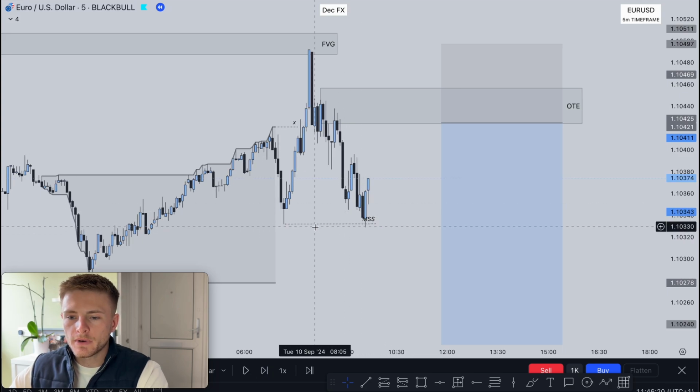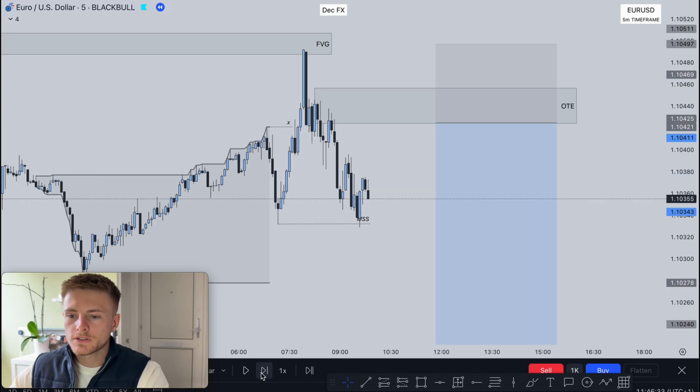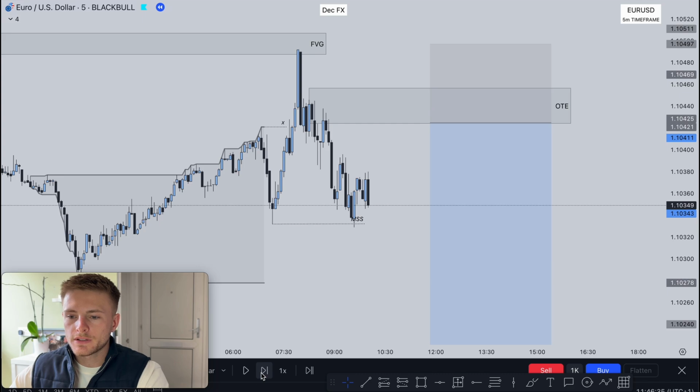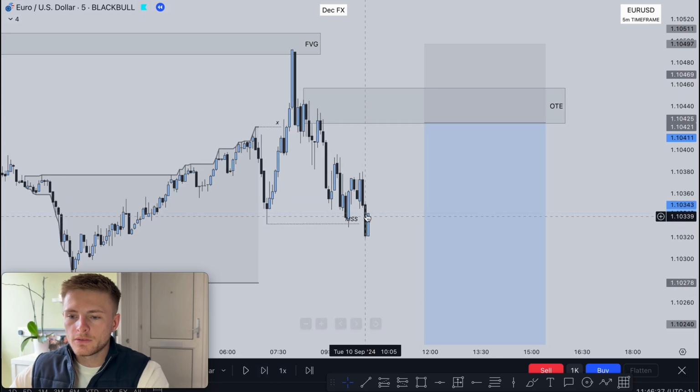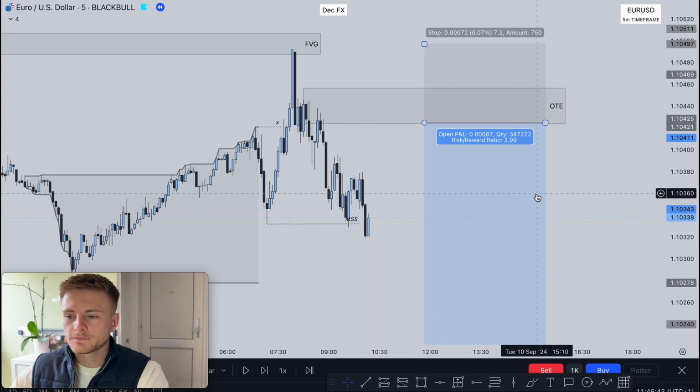And here we break below this point, however we don't get a candle closure below, it just wicks below and then pushes back up. So that's not a valid market structure shift yet. So I just kept on waiting to see what price did, and then as you can see now we do get a proper close below. So now it's a valid market structure shift for me.